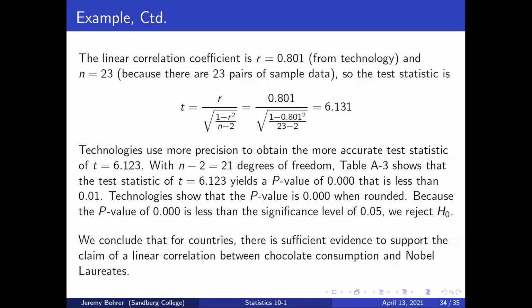Because the p-value of 0.000 is less than the significance level of 0.05, we reject H0. We conclude that for countries, there is sufficient evidence to support the claim of a linear correlation between chocolate consumption and Nobel laureates.